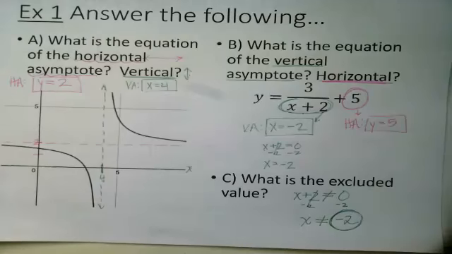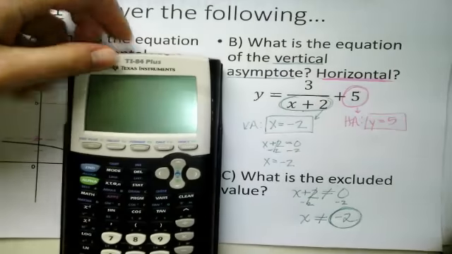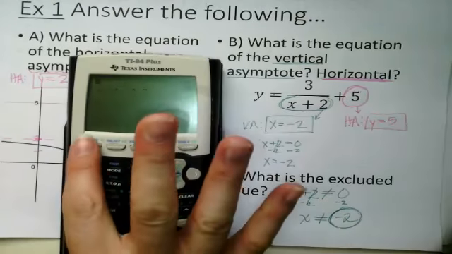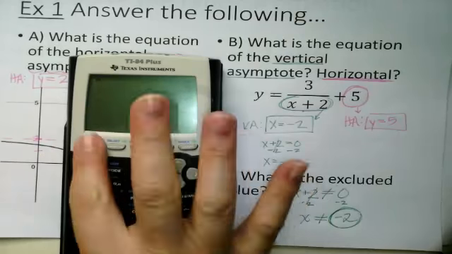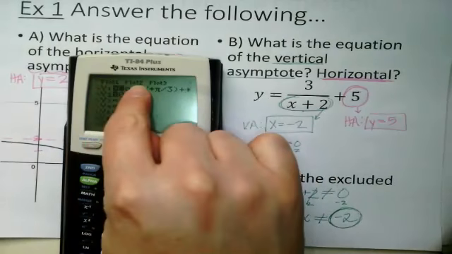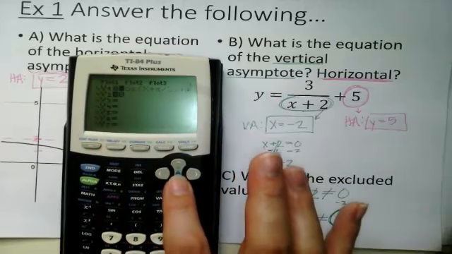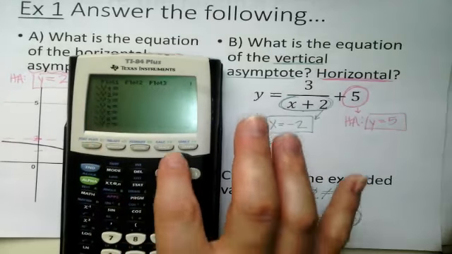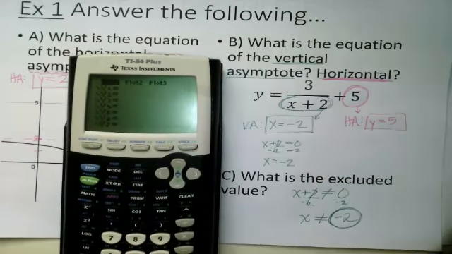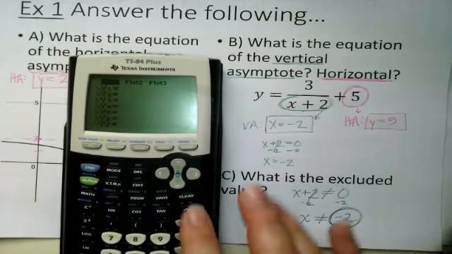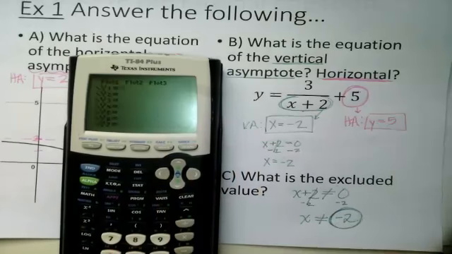On the TI, if you wanted to do the same thing, you could. So again, we could go to y equals. You want to make sure that Plot 1, Plot 2, Plot 3 are not highlighted. And if they were highlighted, you would want to go up there and press enter to unhighlight it. Otherwise, you're going to get an error message.